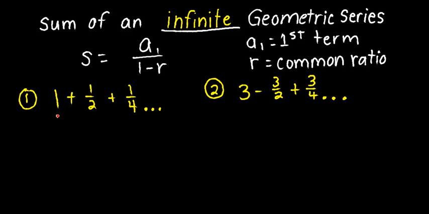In this case, my common ratio here is 0.5. And what I'm going to do is go ahead and take my first term and use this formula. My first term is 1. So it's 1 over 1 minus 0.5. Alright, so that's going to equal 1 over 0.5. So 1 over 1/2 is actually the same as 2.